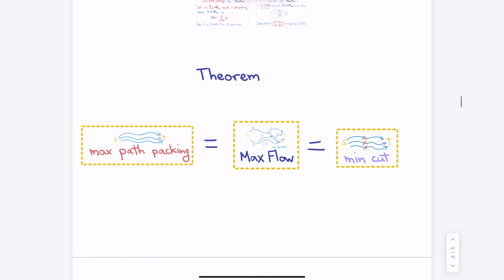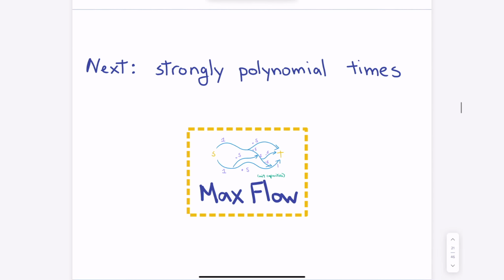Okay, so that's our theorem. I don't know where I'm going with this. All right, so much for max flow. Now let's try to get a strong polynomial running time. If I get a running time for flow, that's a running time for path packing as well.